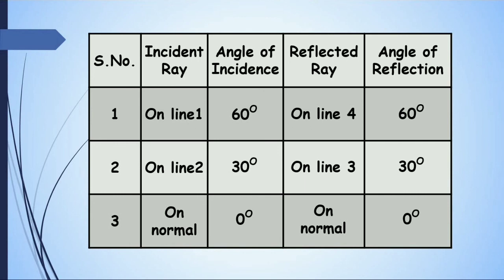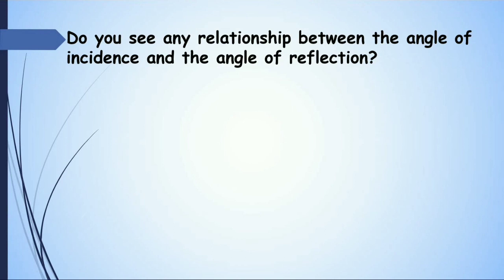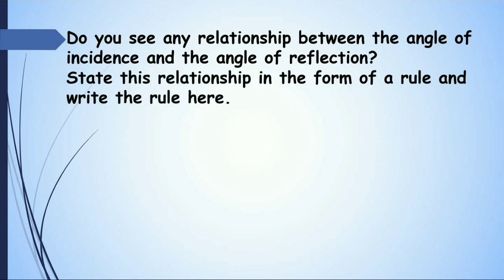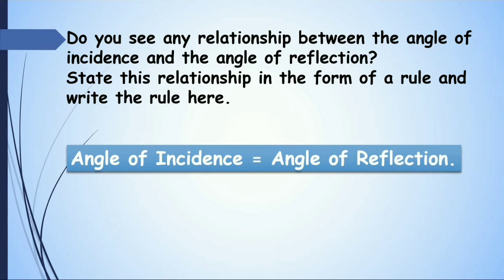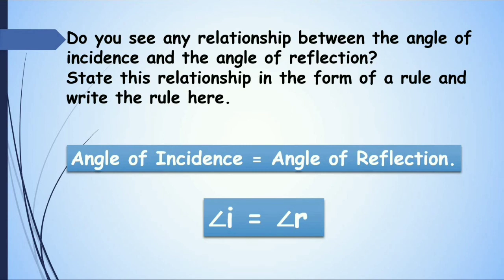If you find the relation between the angle of incidence and the angle of reflection, that is the first law of reflection. Yes, we see that the angle of incidence is always equal to the angle of reflection. Angle I is equal to angle R. This is called the first law of reflection.